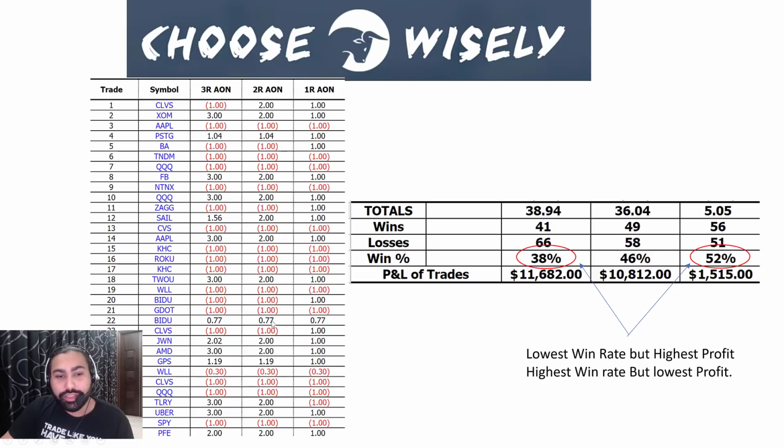Well, here's the thing. If it doesn't hit your target and doesn't hit your stop loss, then you're just going to close it at the end of the day for whatever you can get. So in this case, this Baidu trade didn't hit the target, didn't hit the stop loss, and you just close it out before the market closed. So that's how you get an odd number like 0.77 and this 1.19.